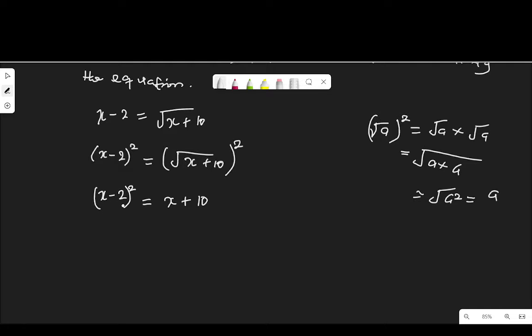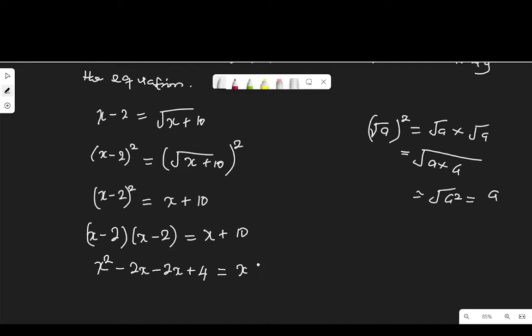Now expanding this expression on the left hand side, (x minus 2) squared means (x minus 2) times (x minus 2). I have (x minus 2) times (x minus 2) equal to x plus 10. Distributing this, x times x is x squared, x times minus 2 is minus 2x, minus 2 times x is minus 2x, then minus times minus is plus, 2 times 2 is 4, equal to x plus 10.